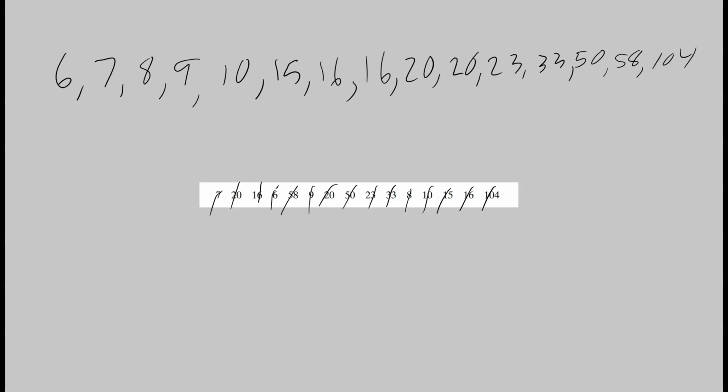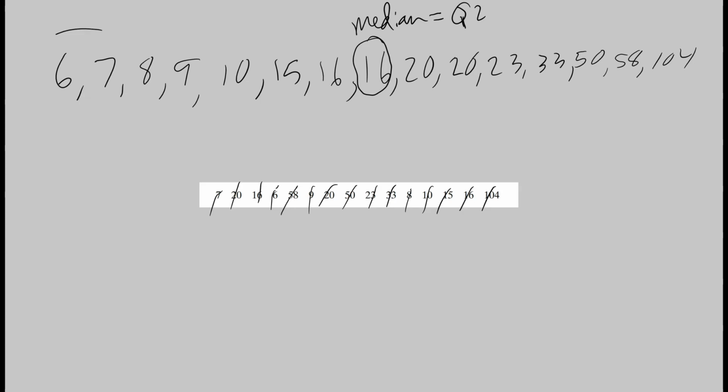Okay, to find the quartiles, the first thing I need to find is the median. So I'm going to start counting. I'm putting my finger on the 6 and another finger on the 104, and then I'm working my way in. I'm on 7 and 58 with my fingers. I'm working my way toward the middle. 8 and 50. 9 and 33. 10 and 23. 15 and 20. 16 and 20. And then the middle number is 16. This is the median. The median has another name. It is Q2, quartile 2.